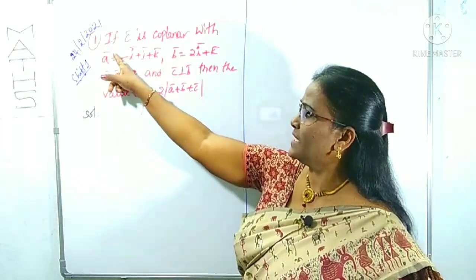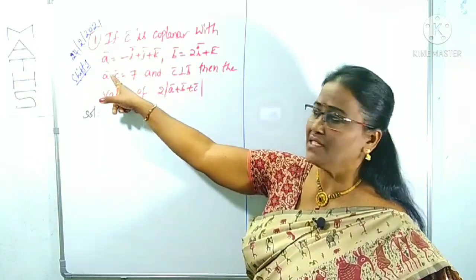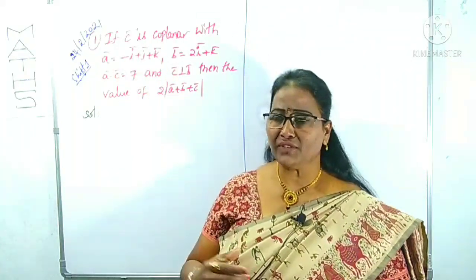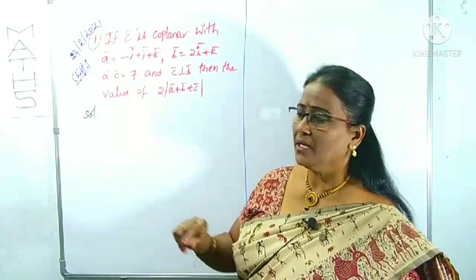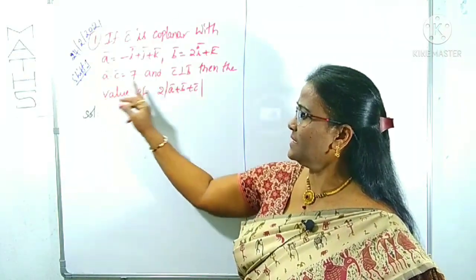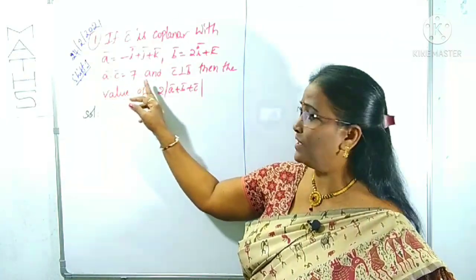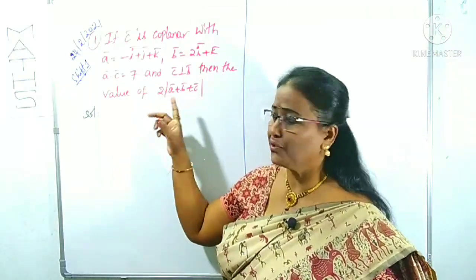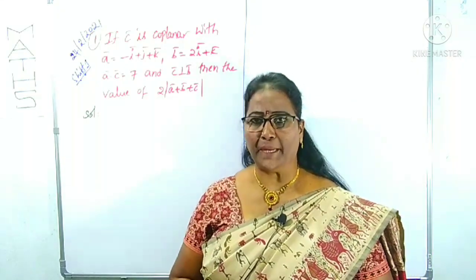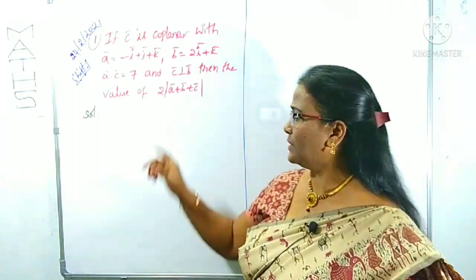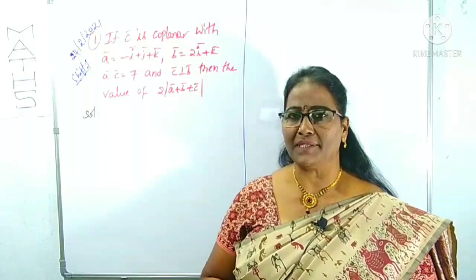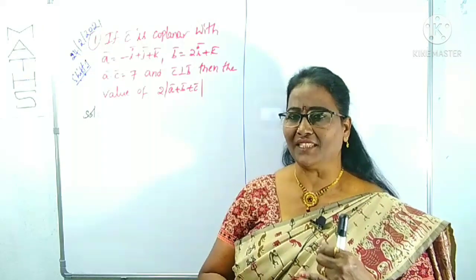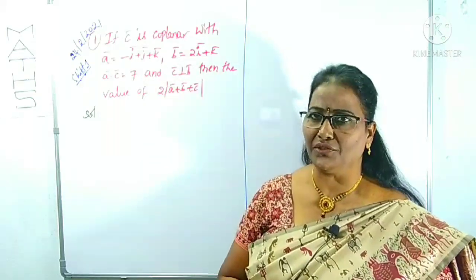What is the first sentence? C is coplanar with the vectors A and B. A, B are two vectors given. C is one of the vectors which is coplanar with A and B. And the second sentence, A dot C value is given as 7 and C is perpendicular to B. Then we have to find 2 times mod of A plus B plus C. To find this, first of all we have to find what C vector is. Already A, B are given. C vector you have to find out.